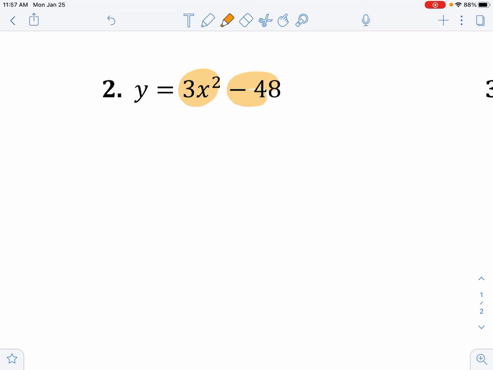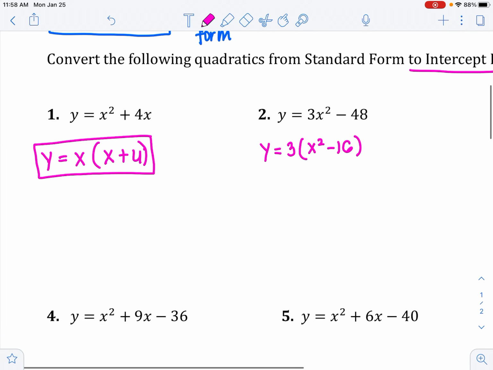Okay, let's look at the next one. First thing I look for is a GCF. Does 3x squared and negative 48 have anything in common? They do. They're both divisible by 3. So I'm going to factor out the 3. So undistribute: 3 times x squared will give me the 3x squared. 3 times negative 16 will give me the negative 48.